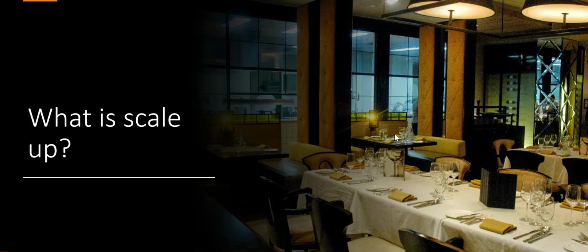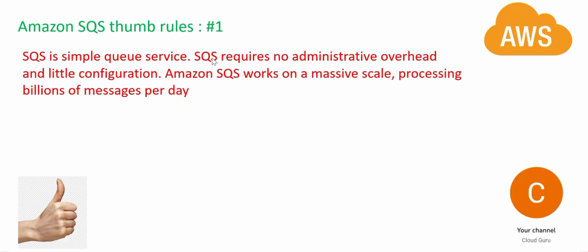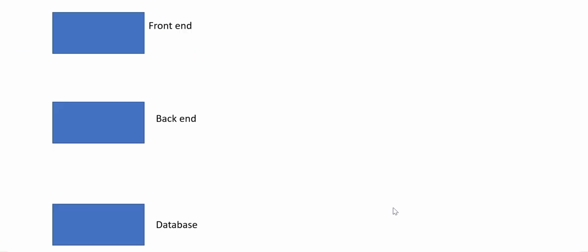Now, what does scale up actually mean? Take this example of a restaurant. In a restaurant, if 10 people come, you should be able to entertain them. But if 100 people come, you should be able to entertain them as well. Obviously, in restaurants there is an upper limit. Like you say, you cannot scale beyond 500 people because that is all the seating arrangement you have. But SQS is a virtual world. It is unlimited.